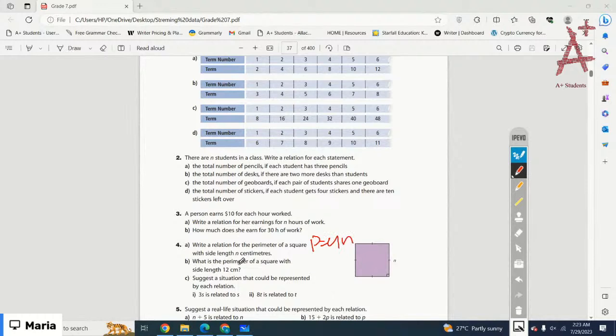Got it? What is the perimeter of a square with side length 12 centimeters? Okay, if the side length is given as 12 centimeters, you have to calculate the perimeter. It would be 4 times 12, that is 48 centimeters. Got it? Suggest a situation that can be represented by each relation. 3s is related to s.